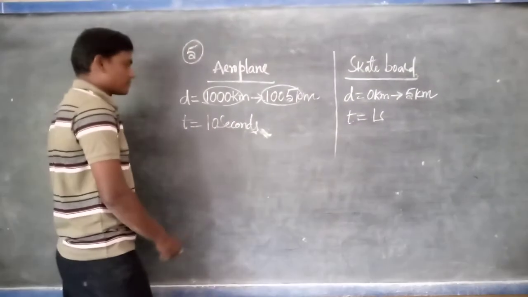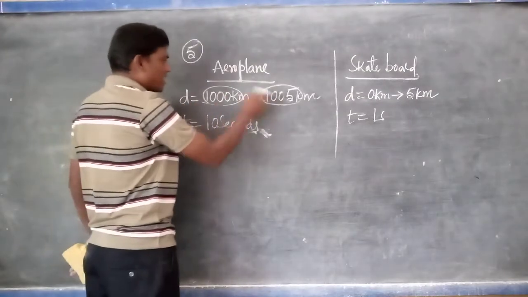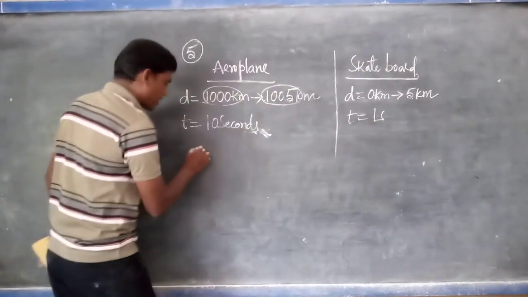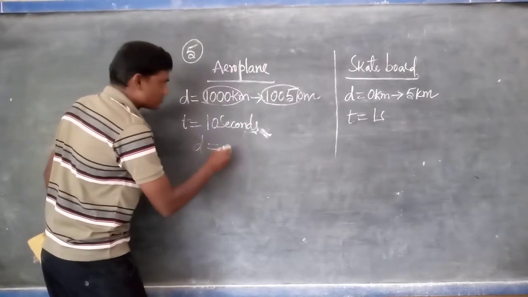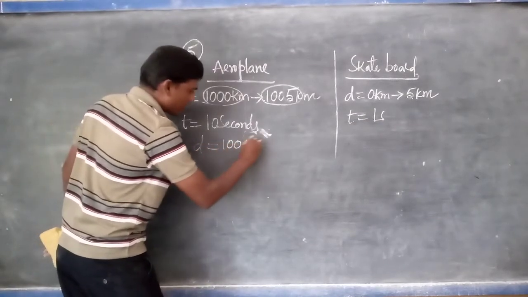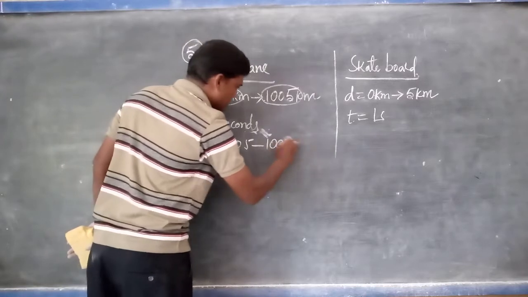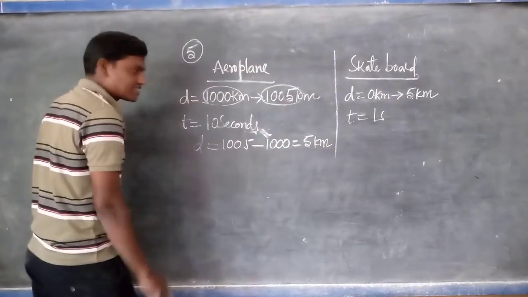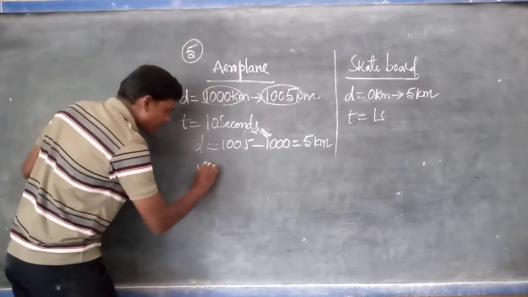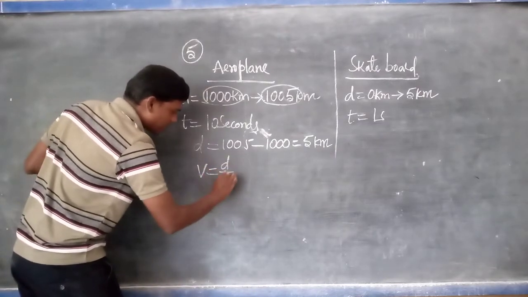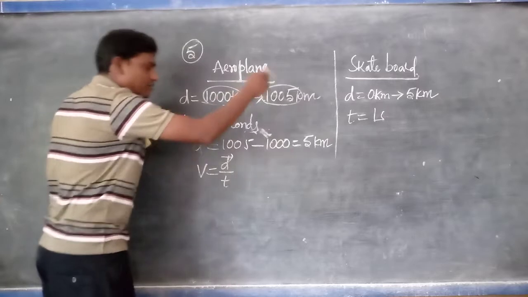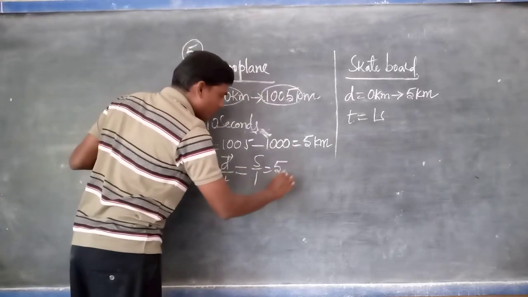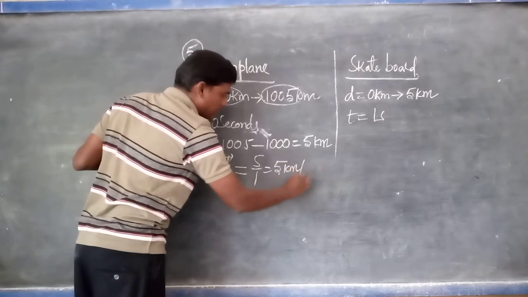First, what is the difference in distance? It is d1 and d2, so d is equal to 1005 minus 1000, which is 5 kilometers. What is the time? 10 seconds. First you can find velocity, which is equal to displacement by time. So 5 by 1 is equal to 5 kilometers per second.